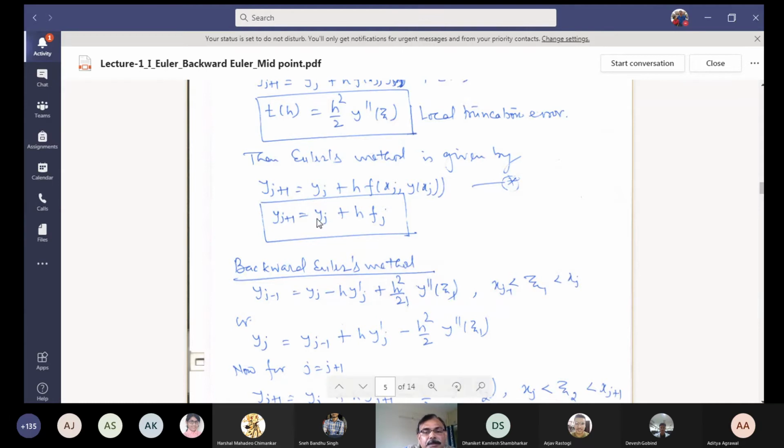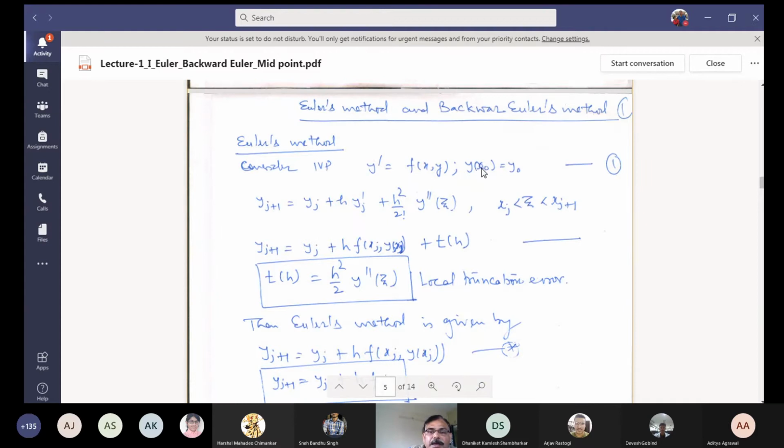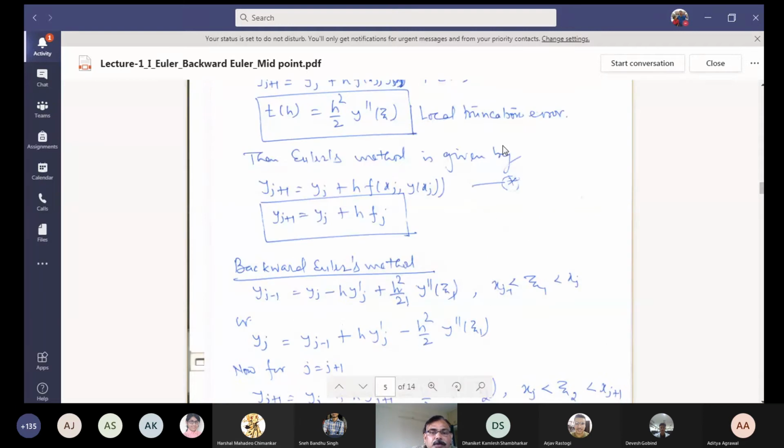Now, for j equal to 0, this will be y1 equal to y0 plus h times f of x0, y0. The value y0 is given, at the point x0. This is already given to you. So y1 will be y0, whatever value is given, plus h into f of x0, y0. All the things are known on the right hand side, so you get the next value y1, that is the solution at the point x1.